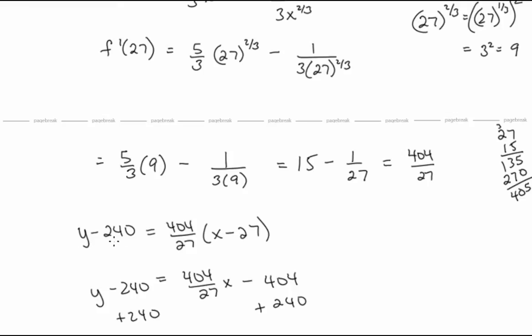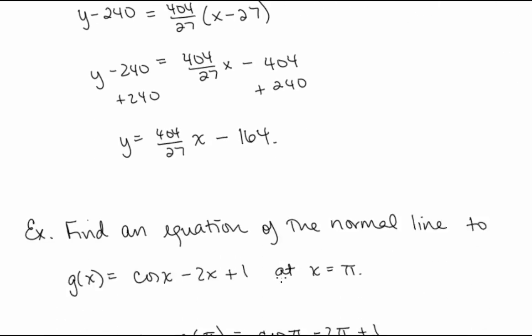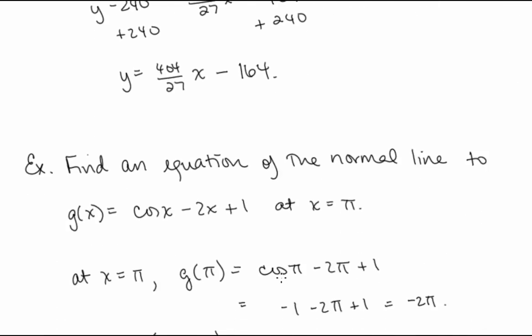So we have y minus 240 is equal to 404 over 27 times x minus 27. And so we have y equals 404 over 27x minus 164, and that's the equation of our tangent line. Now let's take a look at an equation for a normal line.